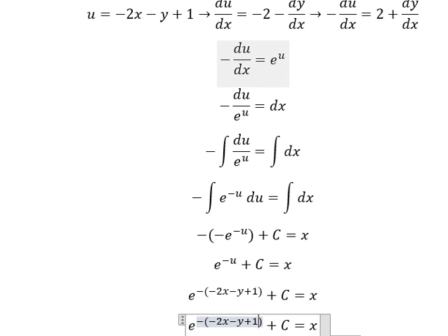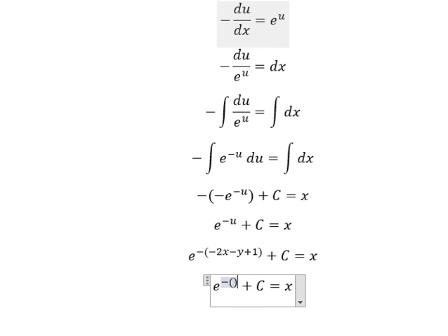So this one we have 2x plus y minus 1, and this is the final answer.